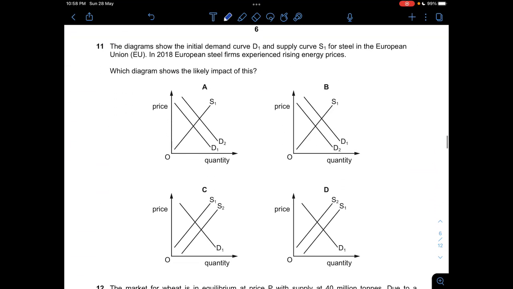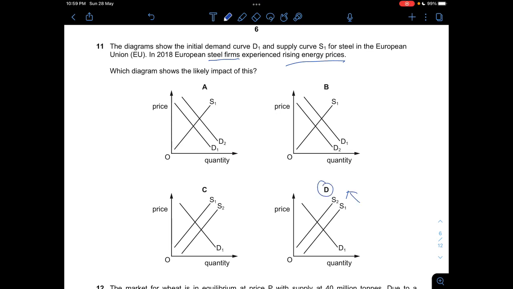Question 11, the diagrams show the initial demand curve D1 and supply curve S1 for steel in the European Union. In 2018, European steel firms experienced rising energy prices. This means that there is a shift in the supply curve to the left, because energy prices are affecting steel firms as they have to pay higher energy prices. This will result in a higher COP, so a reduction in supply.